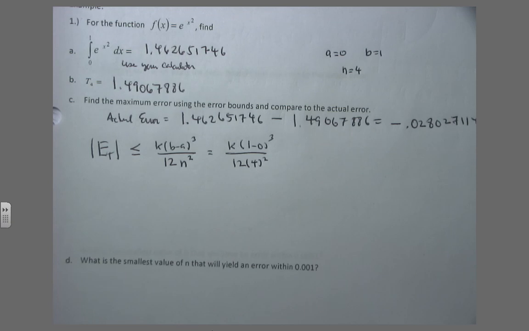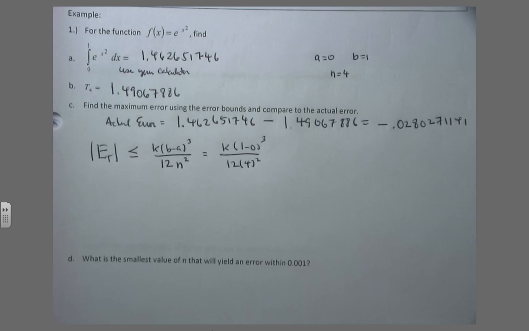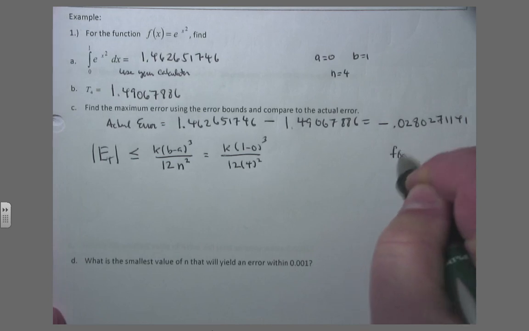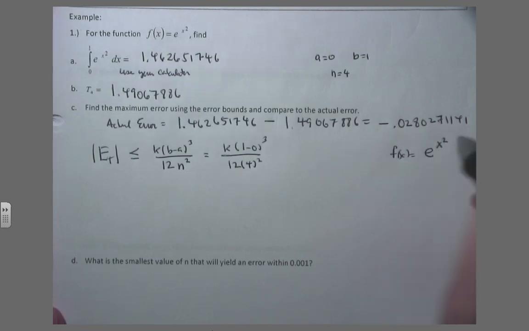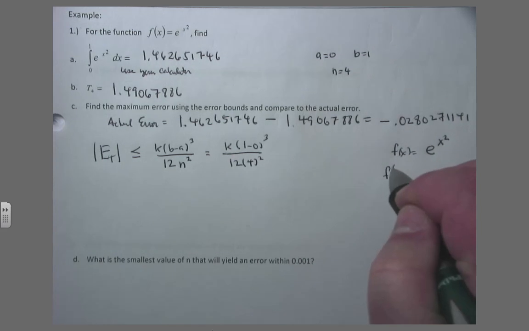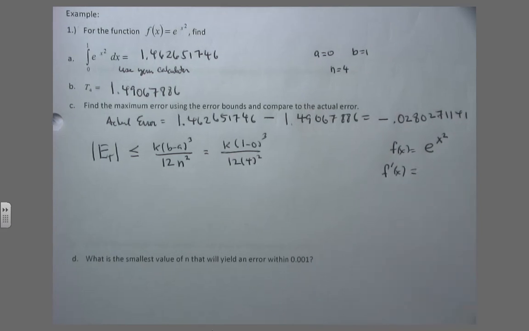By formula, k is the maximum value of the second derivative. What was my function here? My function was e to the x squared. I'm going to show you how to calculate k in this formula, okay? To calculate k for the trapezoid or midpoint rule, you got to do the second derivative. So, to get to the second derivative, you got to take the first derivative. Good practicing of calculus 1 skills. How do you take the derivative of e to the x squared?